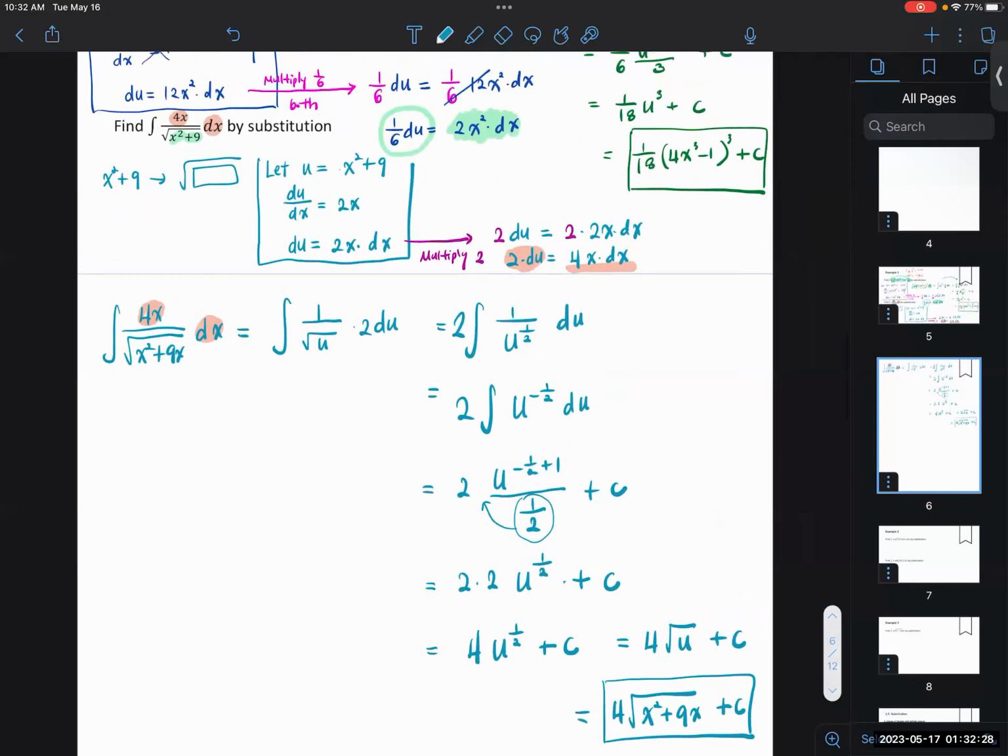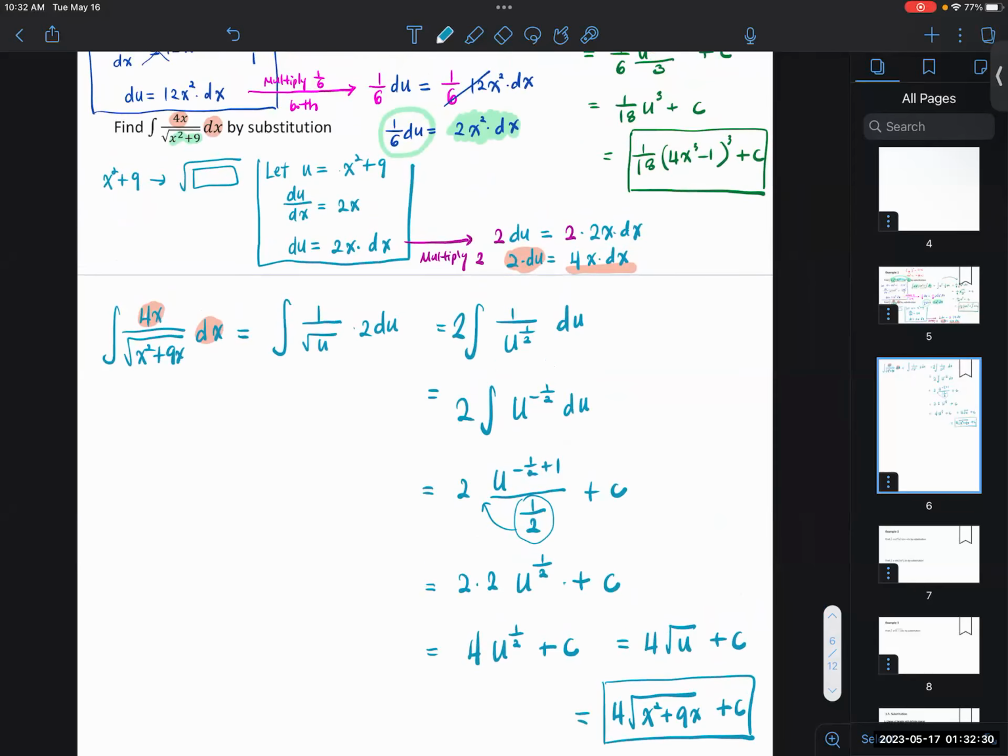So think about it. You're going to modify to find out the remaining information to convert in terms of the u variable. That's the u substitution method.